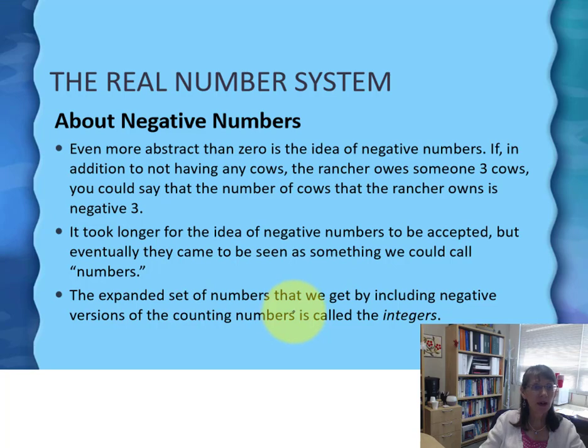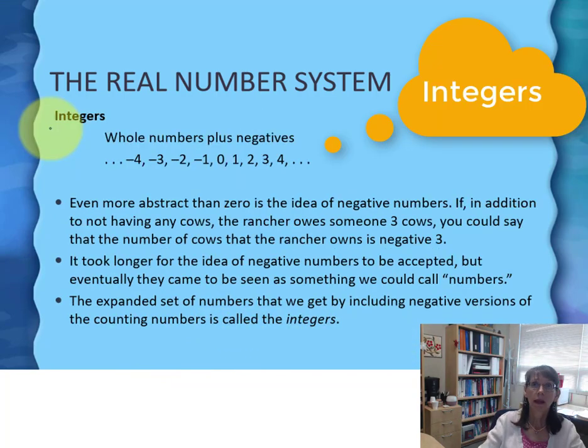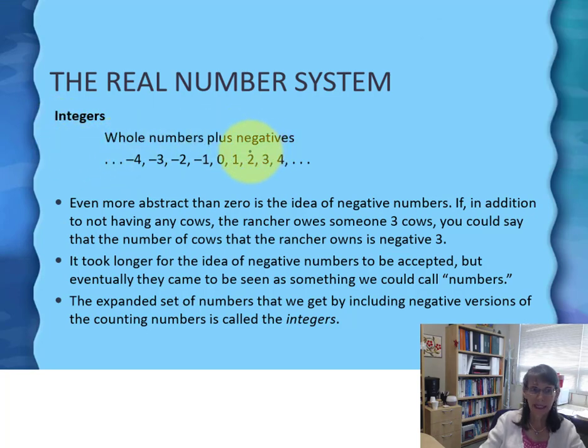The expanded set of numbers that we get by including negative versions of counting numbers is called integers. Here is a list of integers. Integers include whole numbers plus negatives. Again, the 3 dots indicate the pattern continues in that specific direction. So -4 is just the first one in this example I'm showing you, but the negatives would go to -infinity. So we could have -4, -3, -2, -1, 0, 1, 2, 3, 4, and continuing to positive infinity.